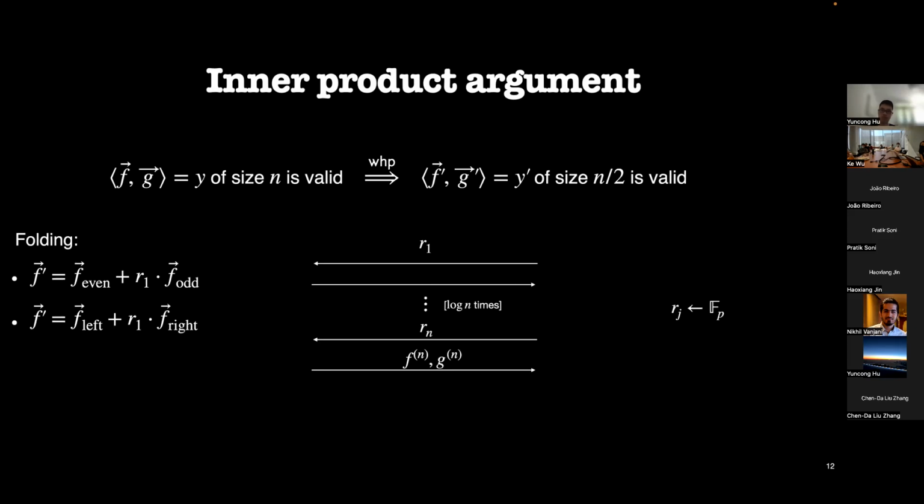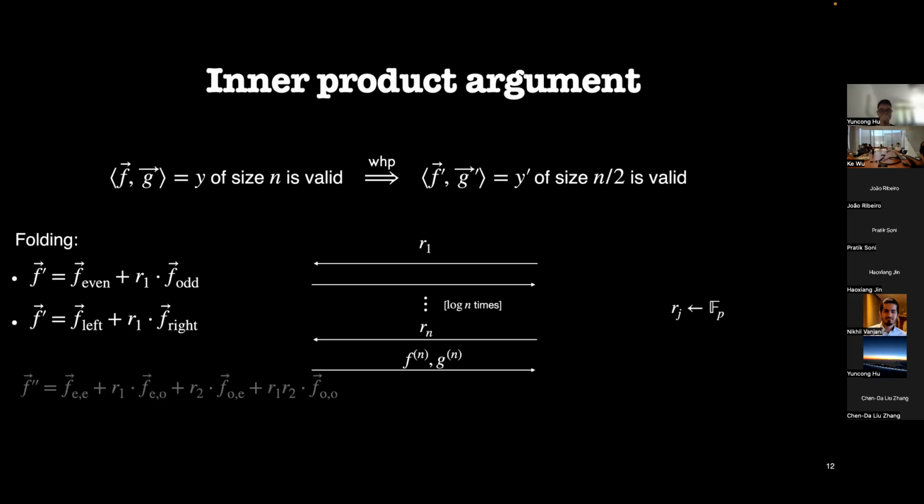And then after log n rounds of this folding, because each time the size of the vector is divided by 2, finally you have two vectors, Fn and Gn, that each have just a single element. So the verifier can just do a single multiplication to check whether the result is correct. And because of the reduction, if this final sub-problem is satisfied, then the original problem is also satisfied.